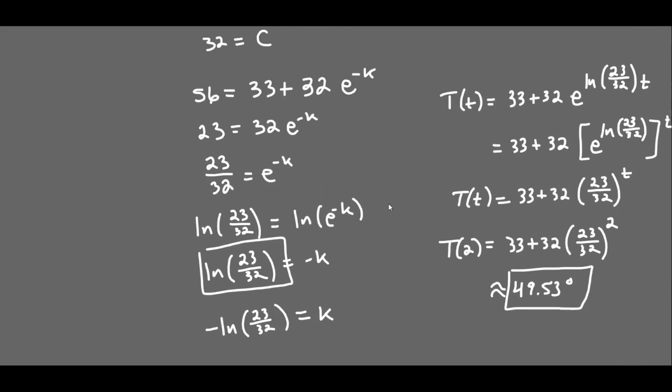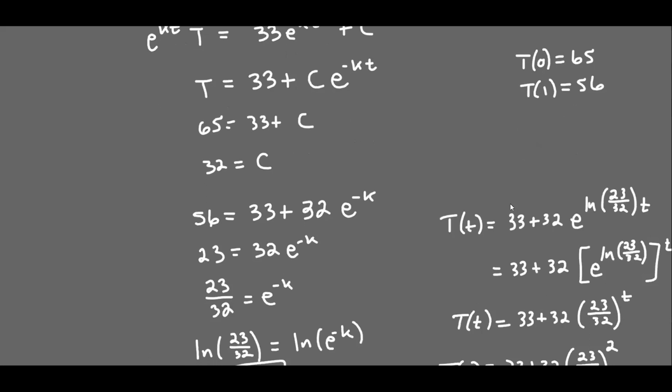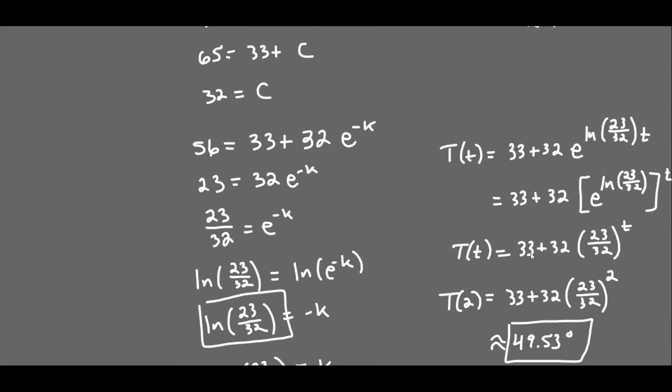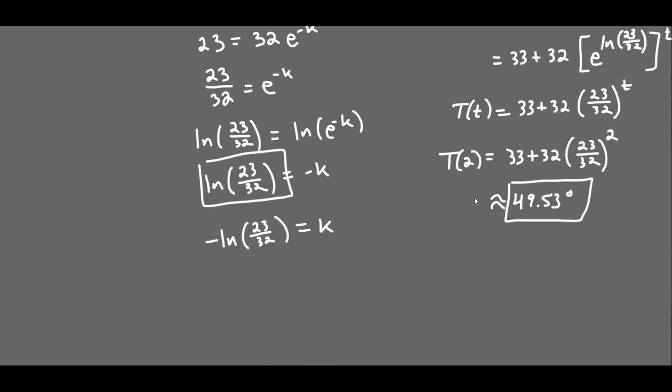So you can see that in the first minute, the temperature dropped 9 degrees, and now it's only dropped 6.5 degrees. So it's going to get slower. The temperature drop is going to get slower as it gets closer to 33 degrees.